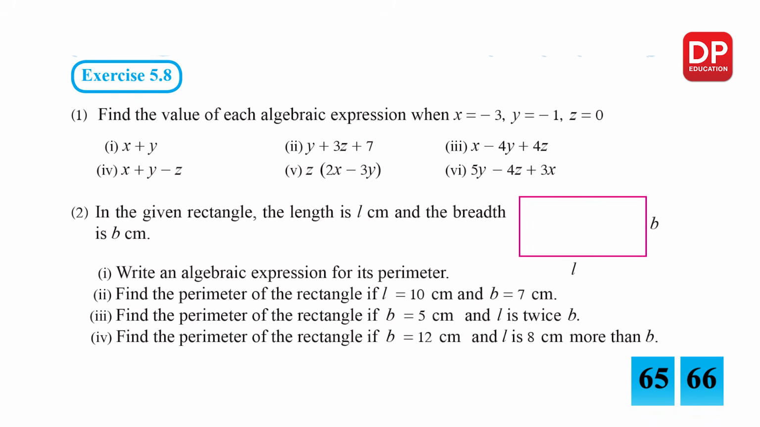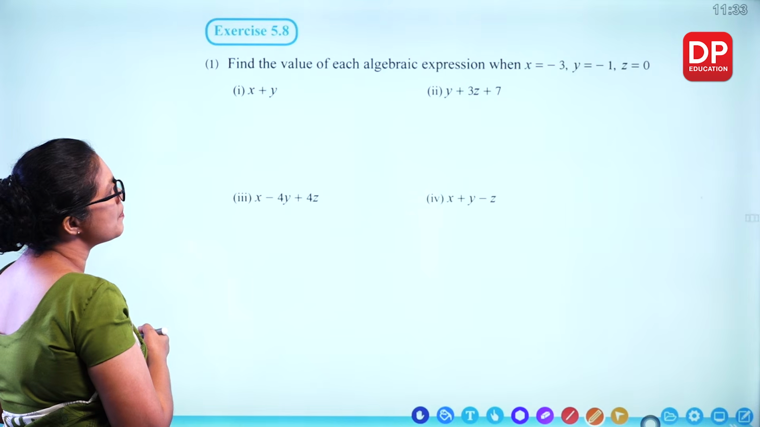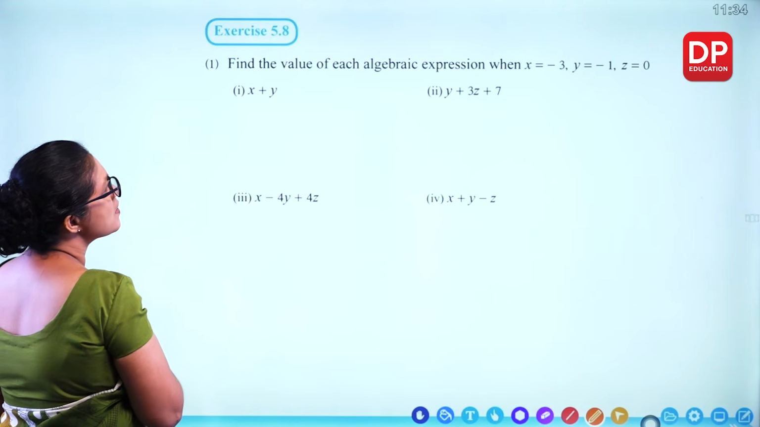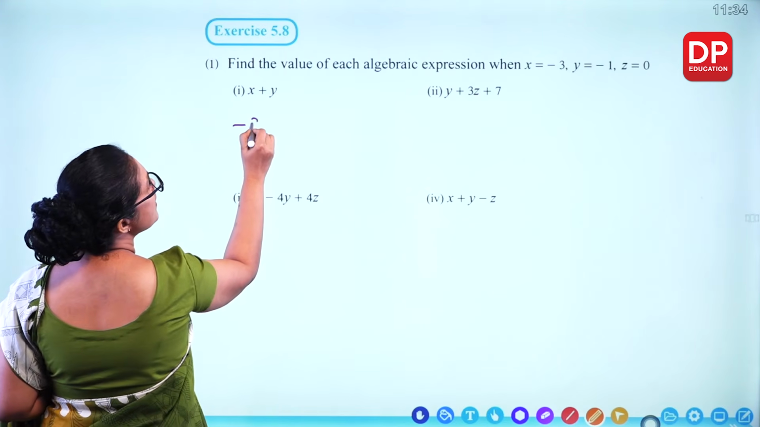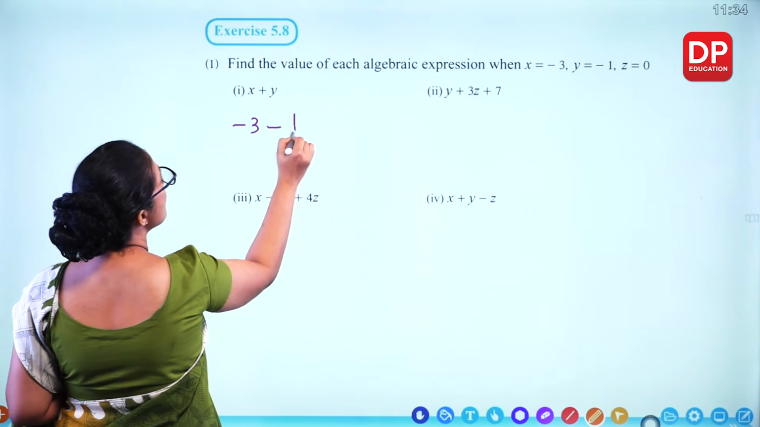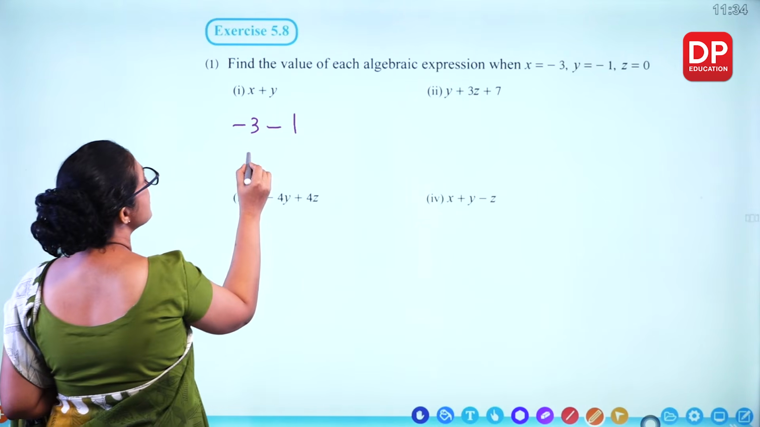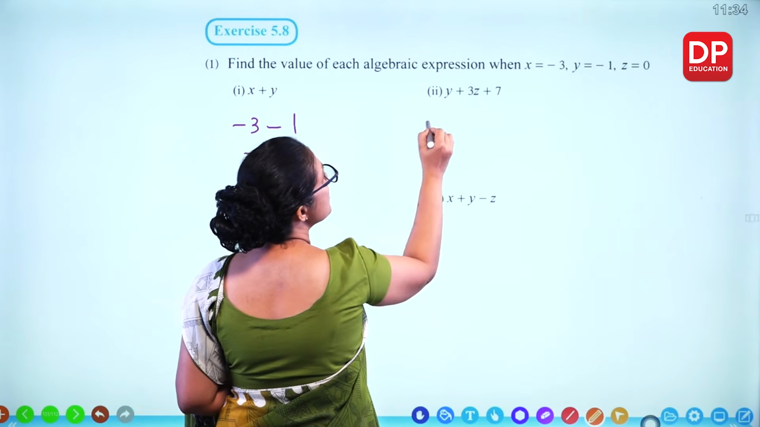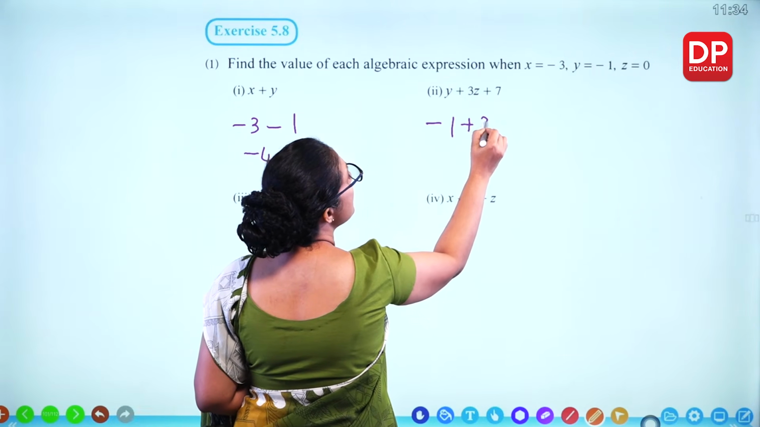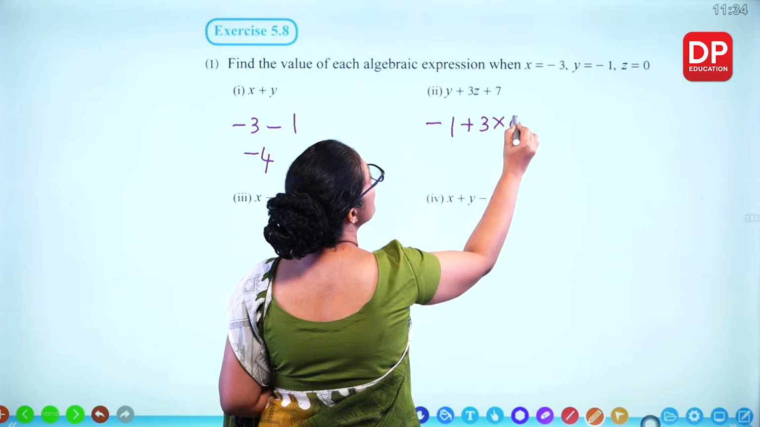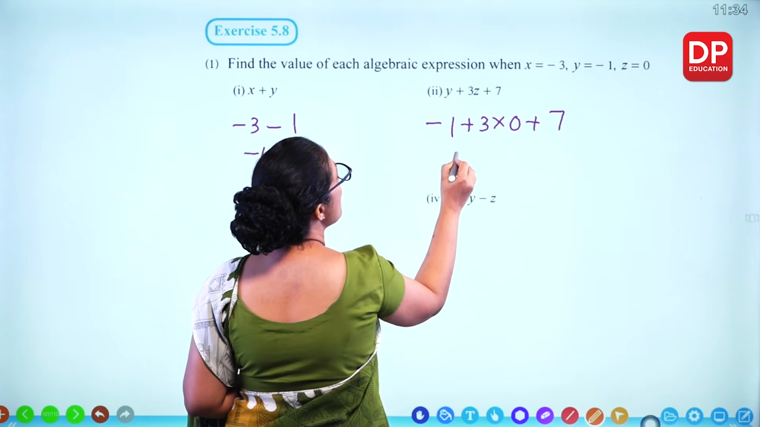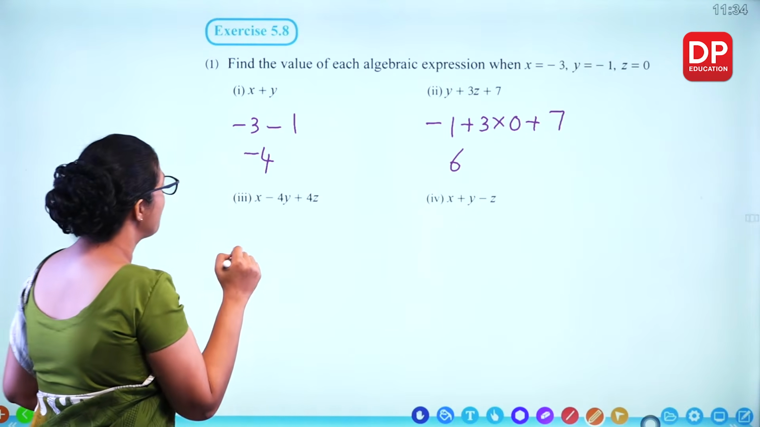Exercise 5.8. Find the value of each algebraic expression when x equals minus 3, y equals minus 1, z equals 0. So x plus y. Minus 3 minus 1. You get minus 4. y is minus 1. 3 times z. z is 0 plus 7. Here 0. You get 7 minus 1, 6.